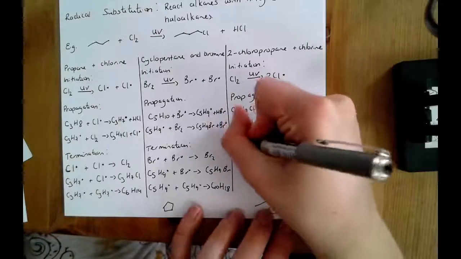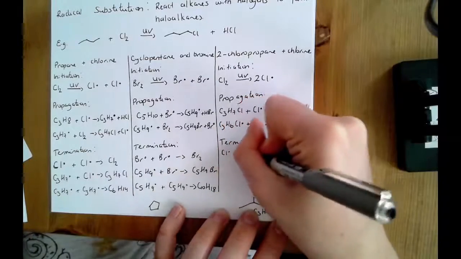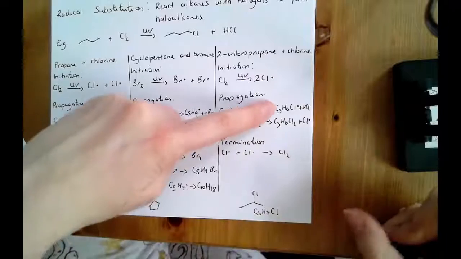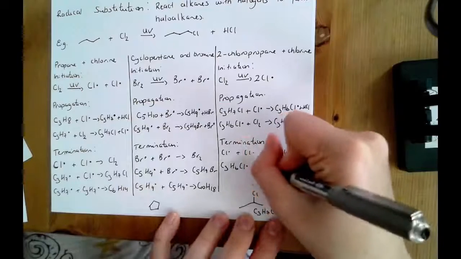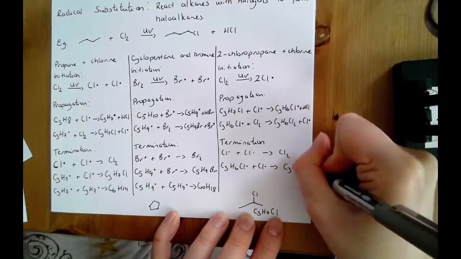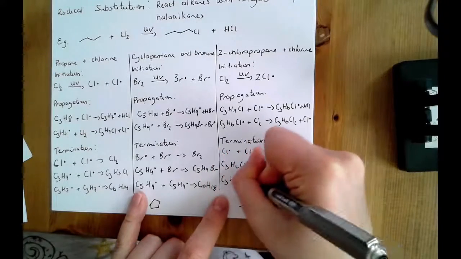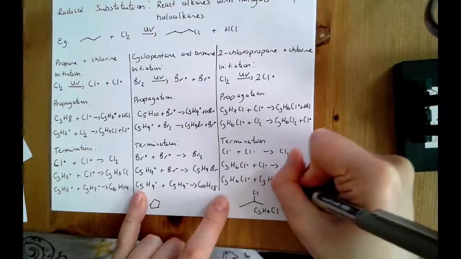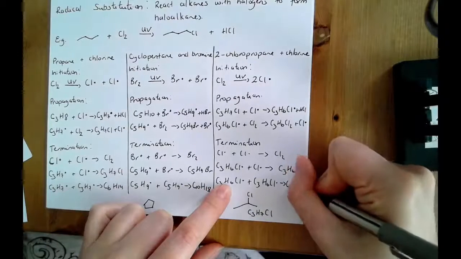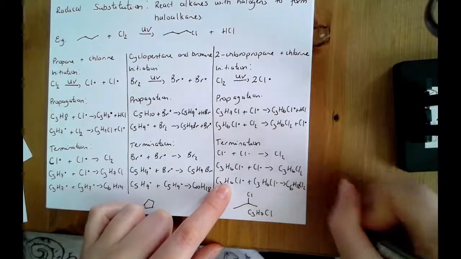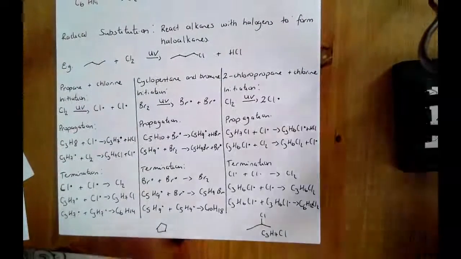And the last one is going to be exactly the same. Termination, add up all of your radicals. Again, I've got chlorine reacting with chlorine to form Cl2. I've got this C3H6Cl radical colliding with another Cl radical to give me C3H6Cl2. And then I've also got my C3H6Cl radical colliding with another C3H6Cl radical. Add my carbons together, 3 and 3 is 6. Add my hydrogens together, 6 and 6 is 12. Add my chlorines together, 1 and 1 is 2. So C6H12Cl2.